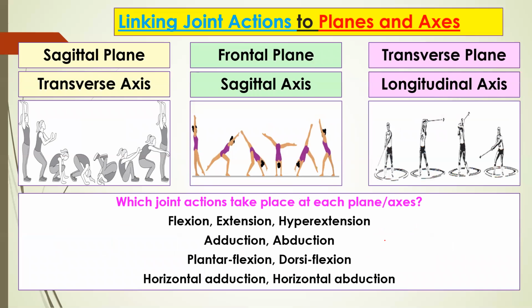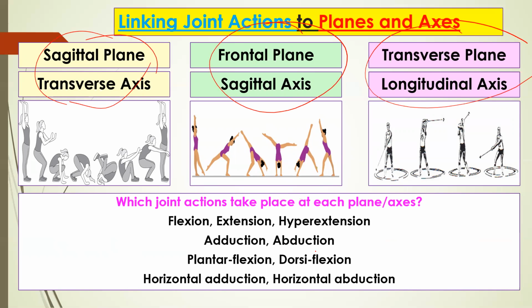The other thing that we then need to be able to do is link the planes and axes to the type of joint actions and where those joint actions happen. So take a minute to read through this. These are the different pairs, 1, 2, 3, with a sporting example. But for each of these pairs, which movements can happen through that plane and through that axes? So you've got all these different movements listed here. Try and match them up.